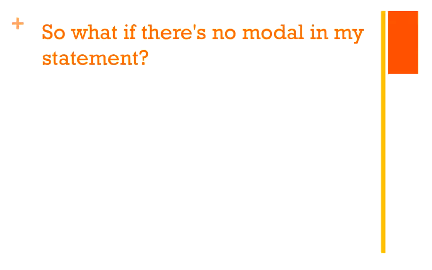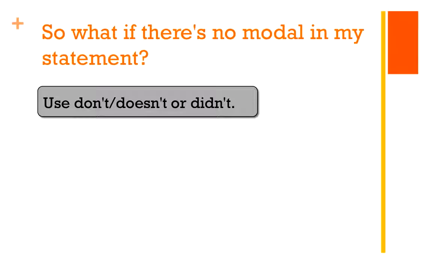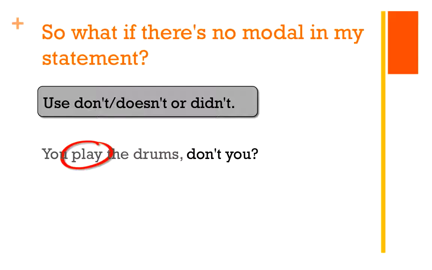Let's continue. So what am I doing when there is no modal or no auxiliary in my statement? Well, you use don't or doesn't, or you use didn't. Let's have a look at the sentence. You play the drums, don't you? Well, the play here, of course, is not a modal and it's not an auxiliary, it's a full verb. And each time you have a full verb in your statement, then you actually go to don't, doesn't, or didn't. You play the drums, don't you?